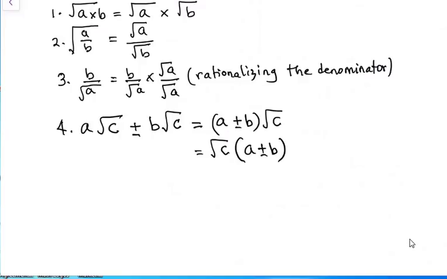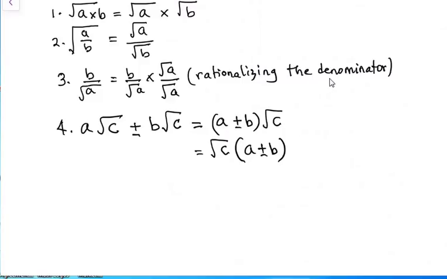In the previous video, we talked about the introduction to surds, and we discussed the first three rules that you can see on the screen. A multiplied by B under the square root, we can break it into two, we can divide it, and we can rationalize the denominator.